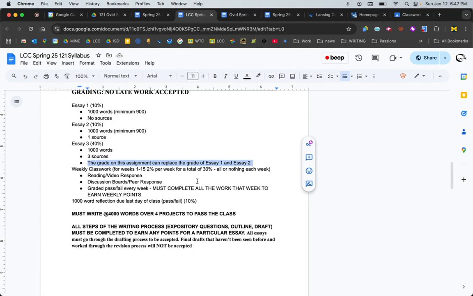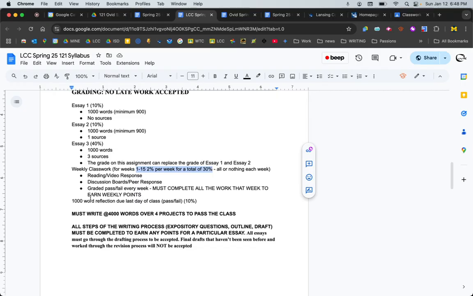Your weekly work is roughly 2% per week for a total of 30%. This is all or nothing. It's very obvious if you do the work or not. If you don't do the work, you don't get the points. It's really straightforward. It's really simple. None of the high school BS, just straightforward.